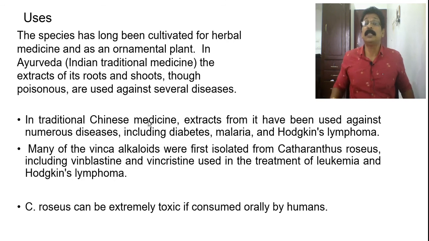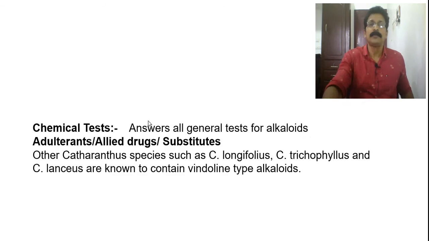Even it can be treated with vincristine and vinblastine, which are present in Vinca rosea. Many of the Vinca alkaloids were first isolated from Catharanthus roseus, including vincristine and vinblastine, and are used in the treatment of leukemia and Hodgkin's lymphoma. Catharanthus roseus can be extremely toxic if consumed orally by humans. Chemical test: it answers all general tests for alkaloids.